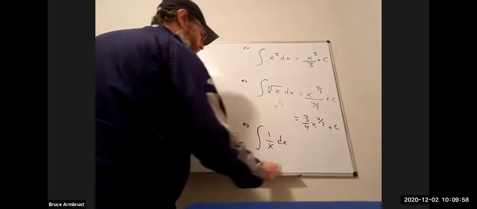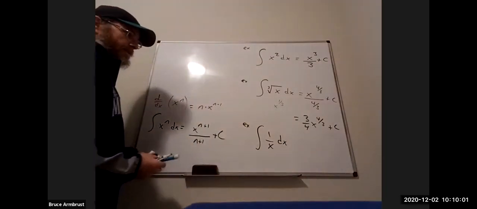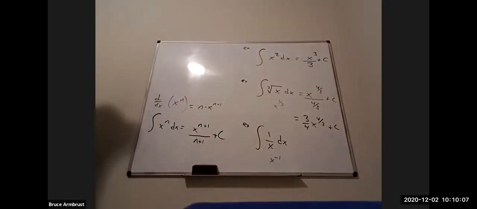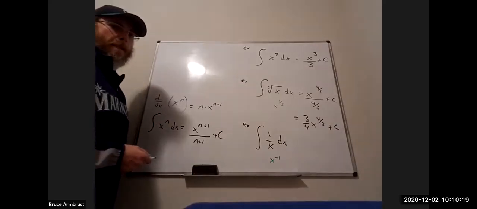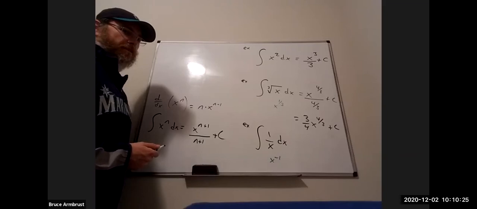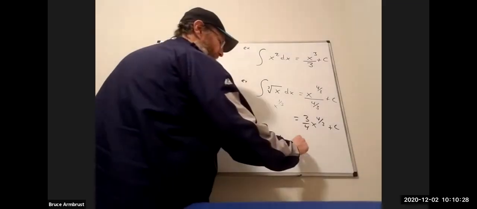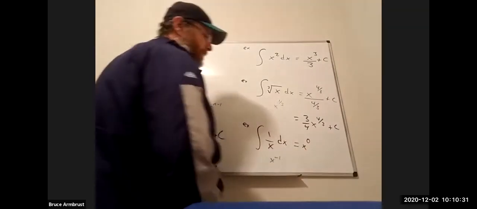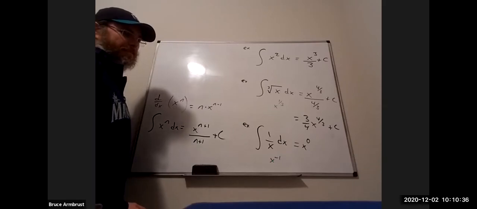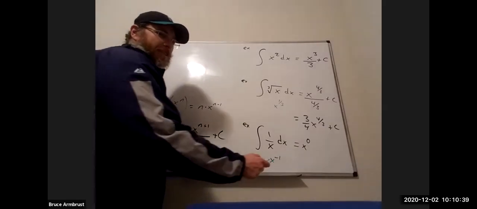1 over x. So again, as an exponent, this is x to the -1. All right, so add 1 to the exponent. What do we get? It's not a trick question. There you go. Thanks. It's 0. So we get x to the 0. And then what do we have to divide by? Zero.